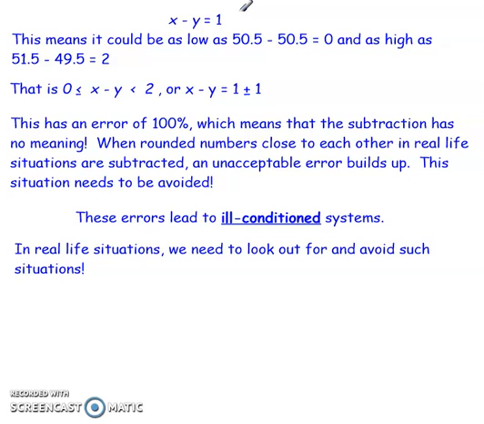Now this allows an unacceptable amount of error to build up, and what that means is our system becomes ill-conditioned. Particularly in real life situations, we try and avoid this. We need accuracy in a lot of situations. Let's take the example that we've got here, with the numbers we've got, and apply it to a scenario where we have a metal rod. The metal rod measures 51 millimeters to the nearest millimeter.